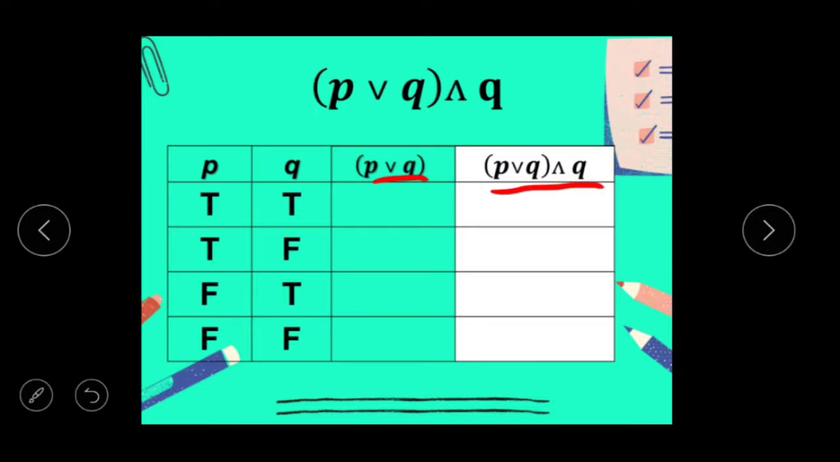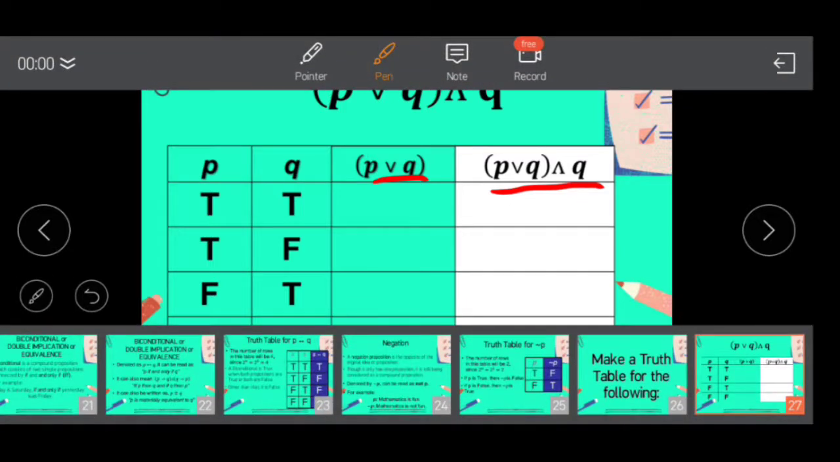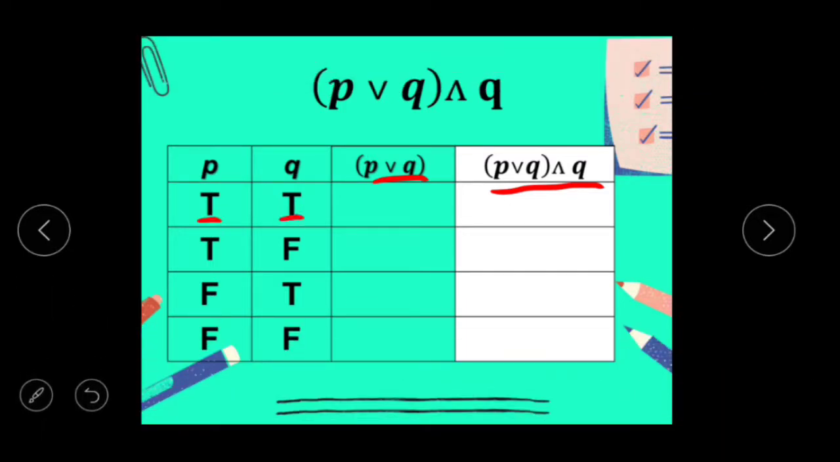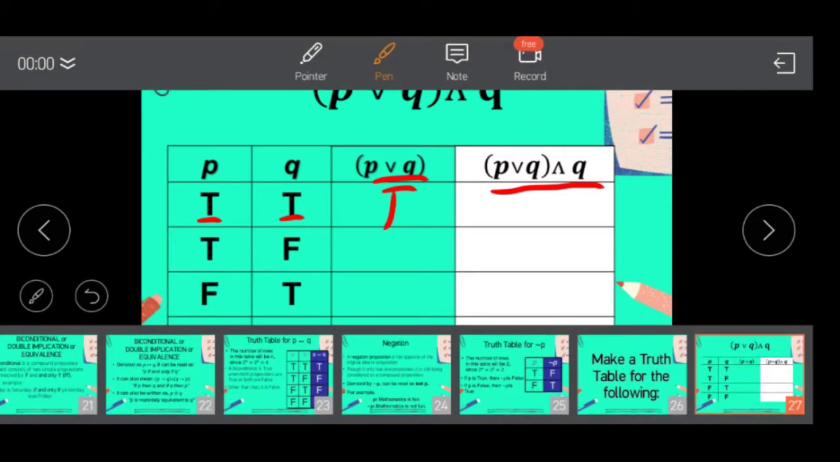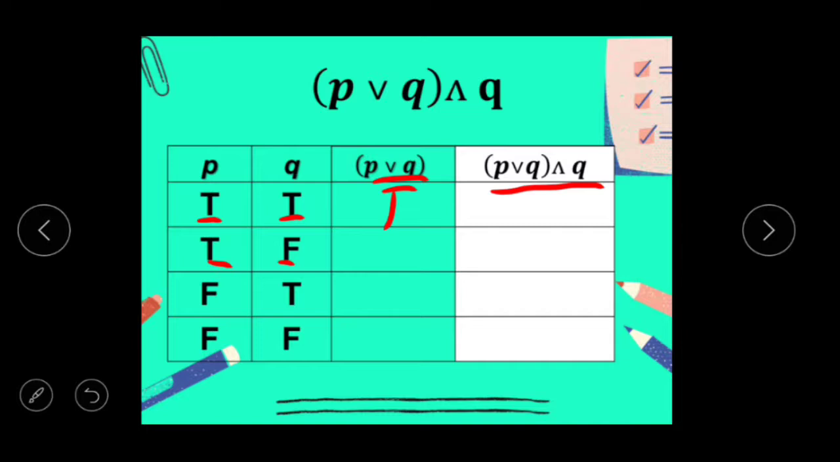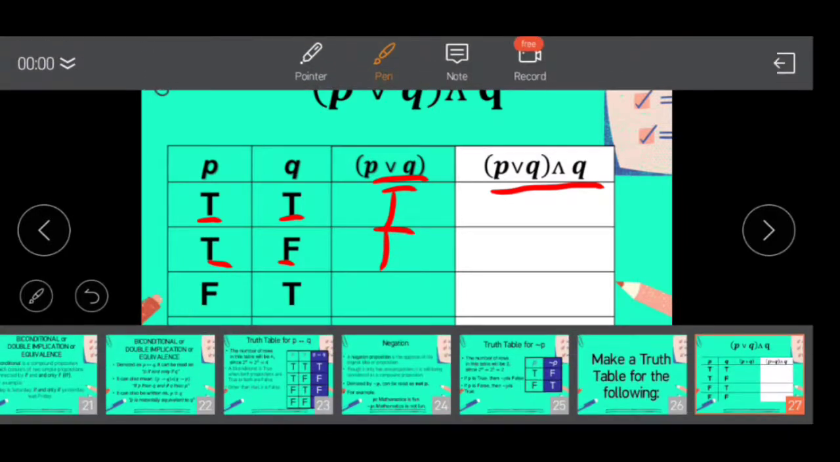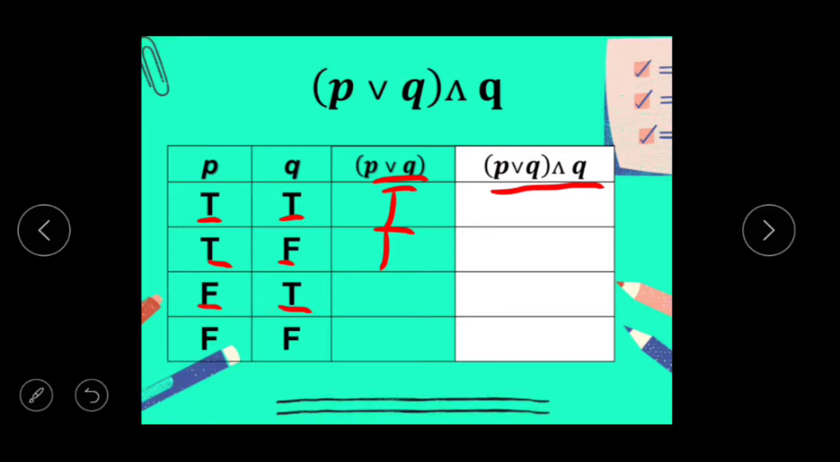So, here, si P or Q, tandaan natin na lahat ay true maliban na lang kung parehas false si P and Q. So, true and true, yan ay true. True and false ay true. False and true ay true pa din. And then last, parehas false, yan ay false.